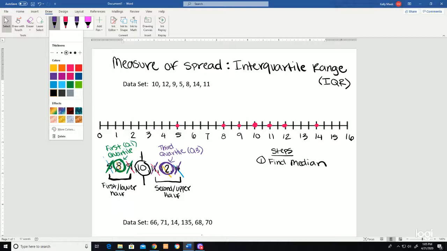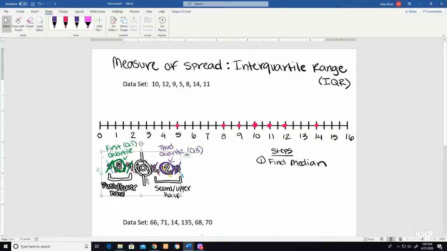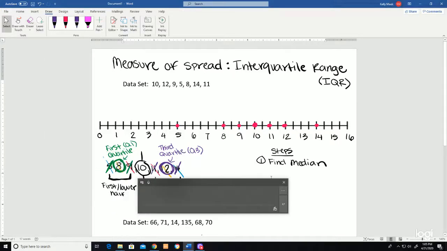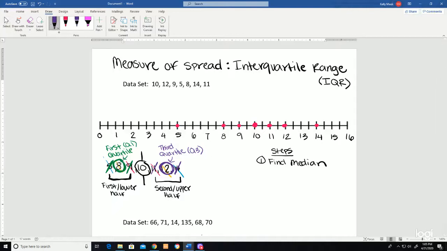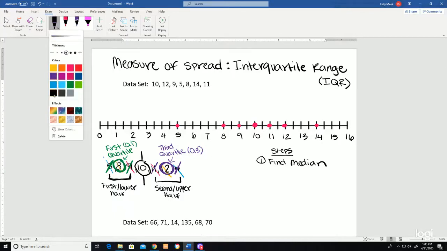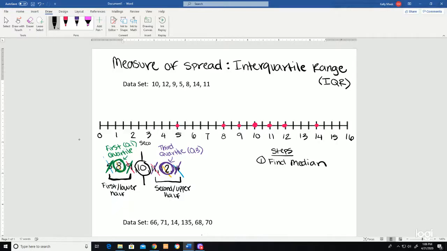This guy right here, that original median that we found, is your second quartile. We also call it Q2, and that's that original median that we found.